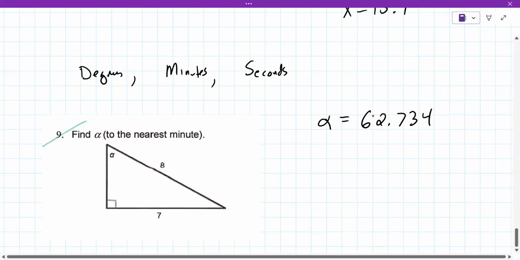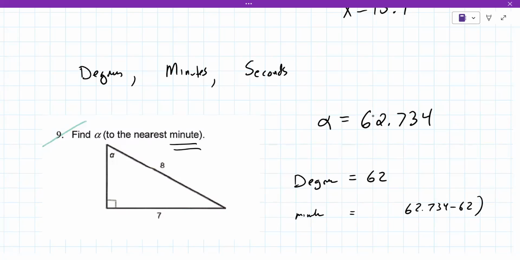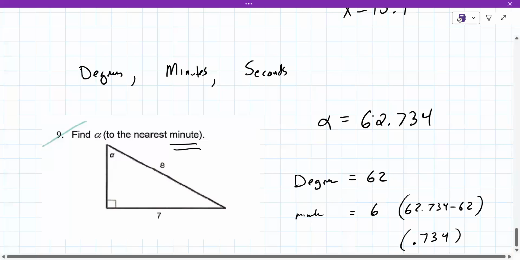So you're going to want to make a small modification to what I sent you. I didn't want to dwell on this, especially if this isn't something that you're going to see all that much of. The angle in degrees, the degree part is 62. To get the minute, you have to follow a process here. You first take that 62.734 and you subtract 62. So basically you just get the decimal part of it. And then you multiply by 60.